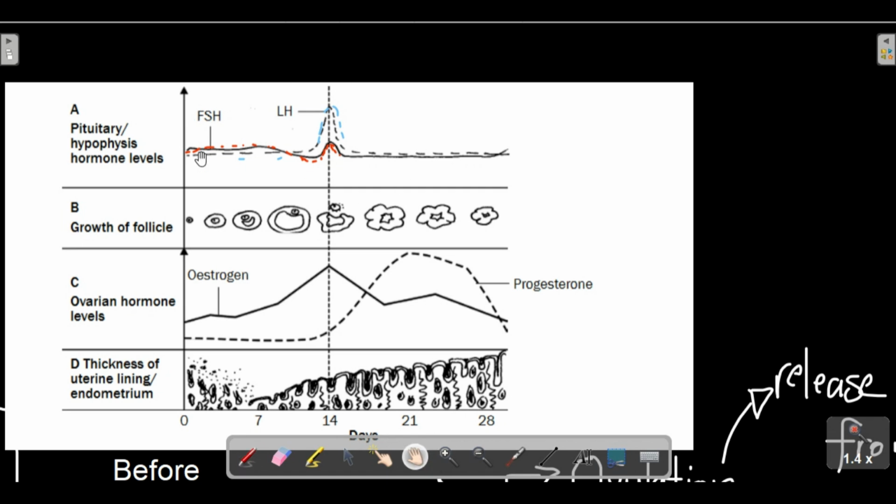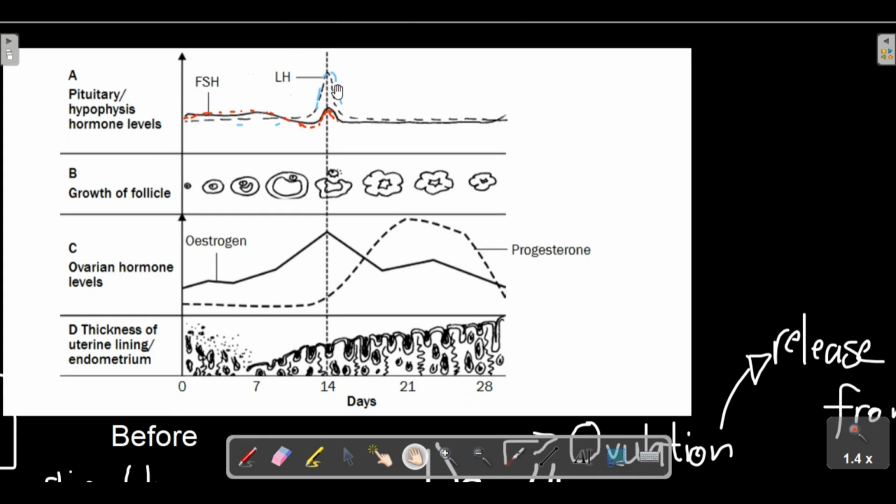So I need you guys to understand these graphs, be able to identify which hormone produced by which gland will be highest on day 14, and how it looks before day 14 and after day 14, as this will be examined, of course.